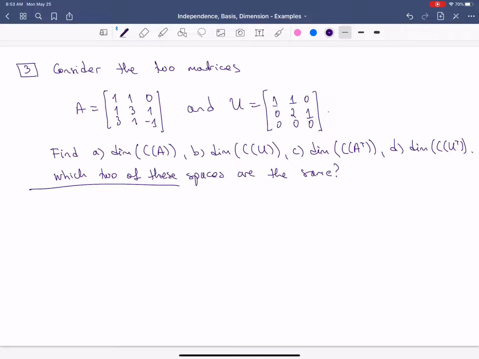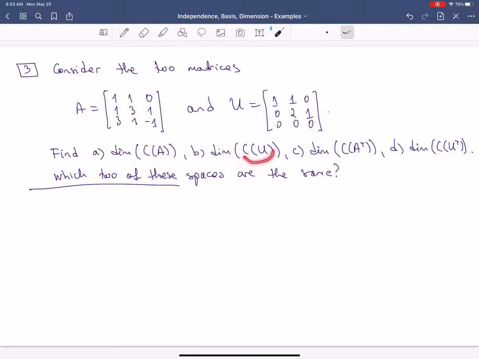We have two matrices, A and U, and we are asked to find the dimension of four spaces. So what are these spaces? I want the dimension of the column space of A. In other words, what is the rank of A? In other words, how many pivots does A have? This answers the first question.